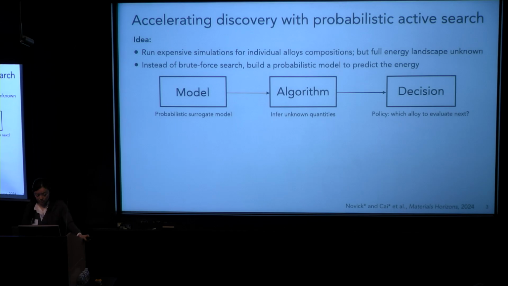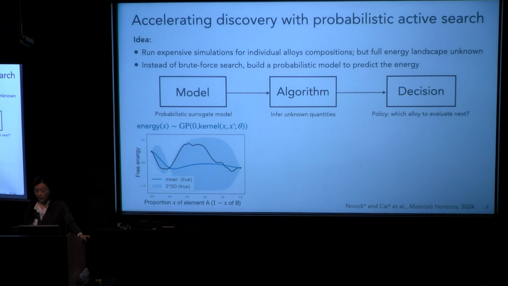The idea is that we can run these expensive simulations for individual alloy compositions, but the full energy landscape is unknown. So instead of doing a brute force search, we're going to build a probabilistic model to predict this energy. For example, we could model the energy as a function of the composition X using a Gaussian process that depends on some kernel and some kernel hyperparameters theta. Here's an example of the model after observing 3 data points, where this blue curve represents the predictive mean of the model and the shaded regions represent the uncertainty. The black curve here represents a realization from the model of a potential energy function.